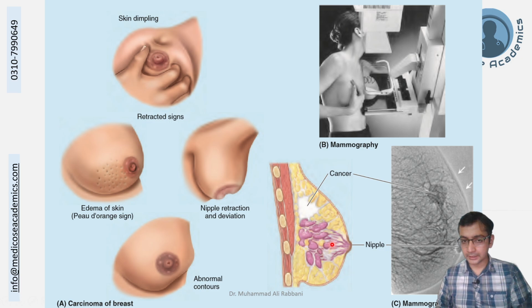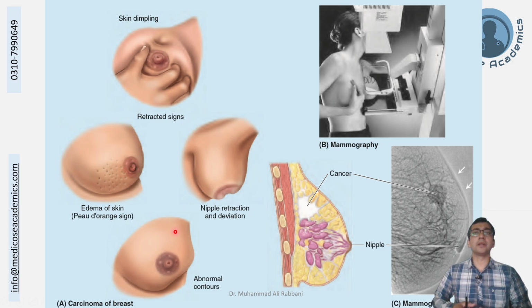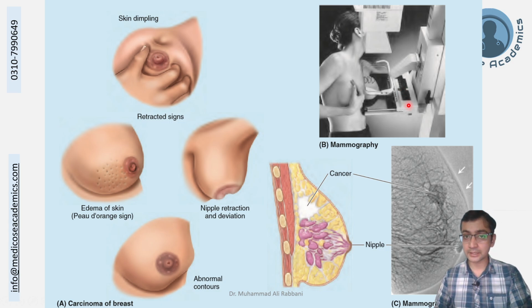When the lactiferous ducts are involved, there is nipple retraction, it can be pulled in, and any pathology may lead to changes in the normal rounded contour of the breast that is normally seen. So any change in the breast appearance, in the nipple, in the contour, or any retraction should be examined very quickly for any pathology that can be treated.